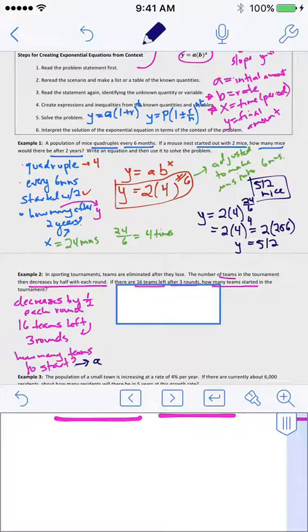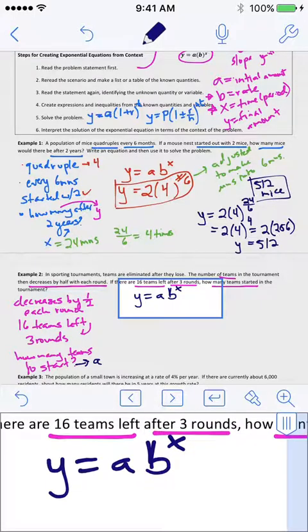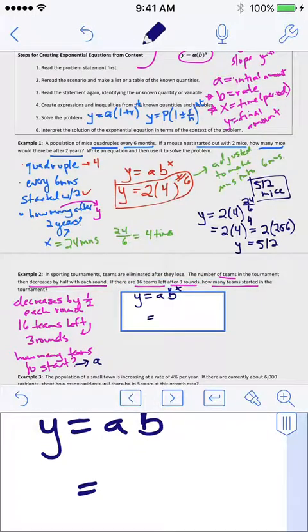So let's start with a generic y equals AB to the x. Let's think about this. We know that A is going to be the part that we don't know, right? If we knew it, then we wouldn't have to answer the question. So A is going to be left as A. But let's see what else we can plug in.